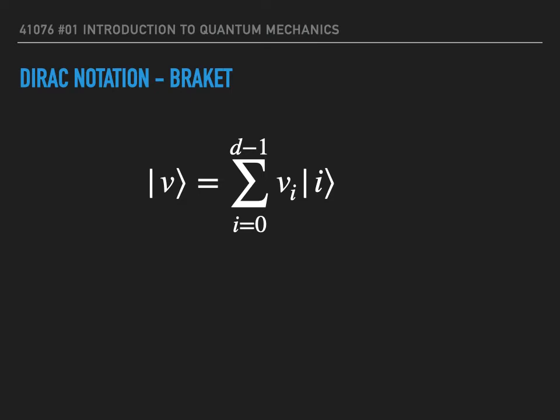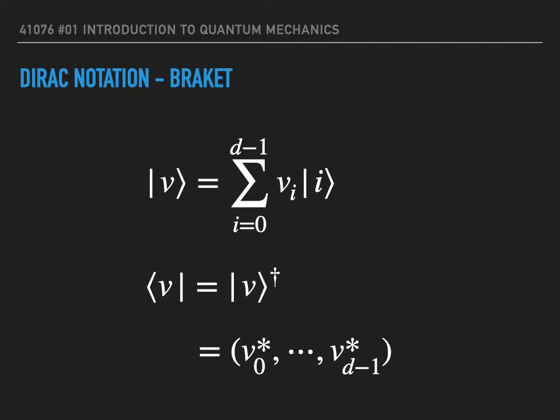Dual to the ket notation for a column vector is the bra notation for a row vector. Specifically, the bra of V is a Hermitian conjugate or a transpose conjugate of ket V and is equal to a d-dimensional row vector consisting of V0 conjugate, V1 conjugate, etc.